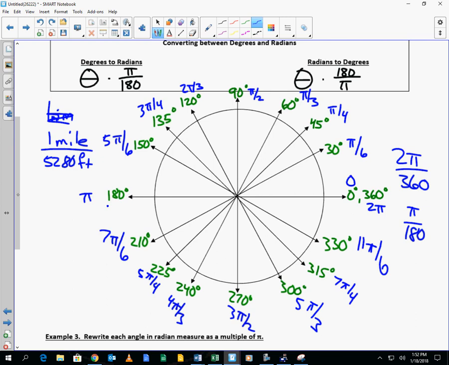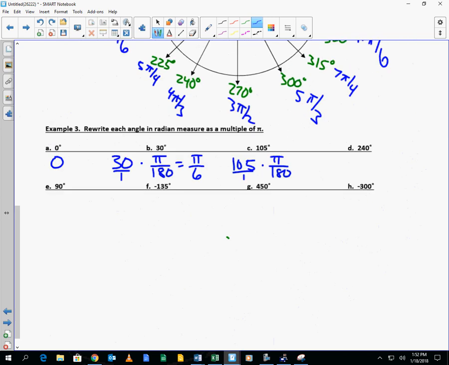That's our conversion. Let's try one that's a little bit more challenging. 105 times pi over 180. I want to take 105 degrees and convert it to radians. I've got to simplify 105 over 180. What are both those divisible by? 5. 105 divided by 5? 21. 180 divided by 5? 36. Are 21 and 36 both divisible by the same numbers? So I get 7 pi over 12. So 7 pi over 12 is the radian measurement that corresponds to 105 degrees.